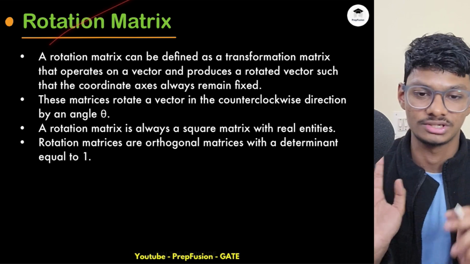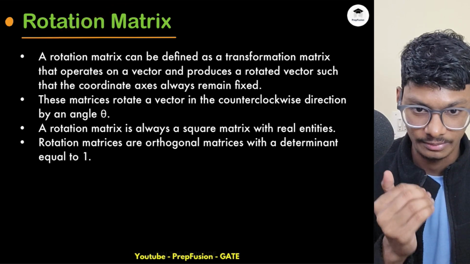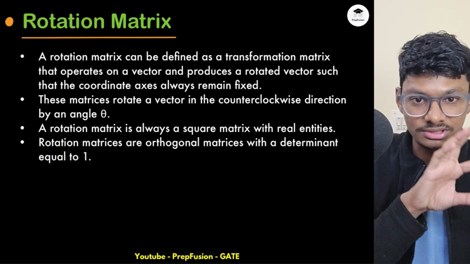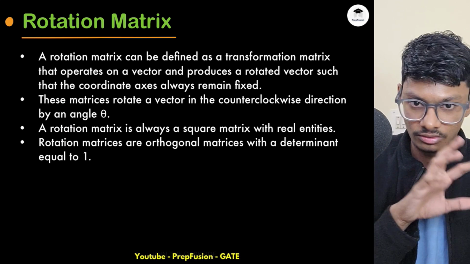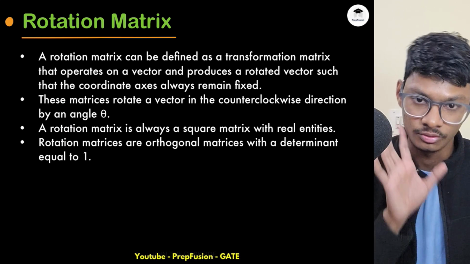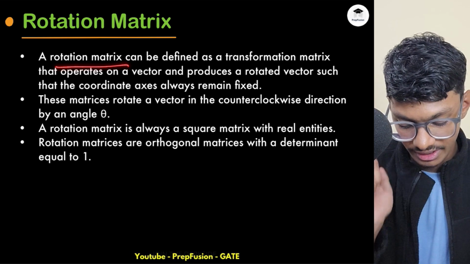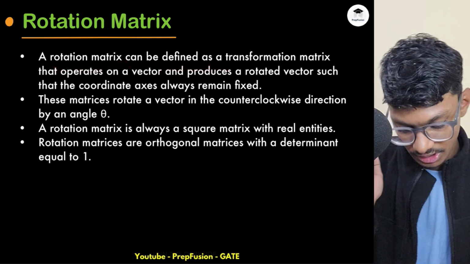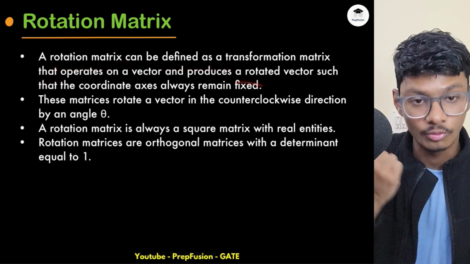One is about the rotational matrix. I haven't taught you what a rotational matrix is. It just rotates, in the anti-clockwise direction. That is the rotational matrix. What do you mean by that? A rotational matrix can be defined as a transformation matrix that operates on a vector and produces a rotated vector.